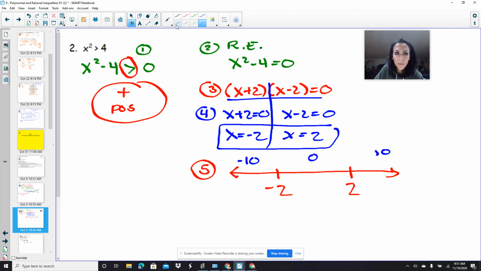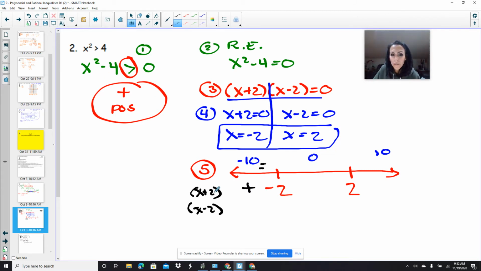I'm going to bring down my factors. Okay, my factors are x plus 2, x minus 2, and I'm going to plug in each of those numbers. I don't care about what it is, I care about the sign. So when I do -10 plus 2, I get a negative. When I do -10 minus 2, I get a negative. And a negative times a negative is a positive, right? And that's what I want.